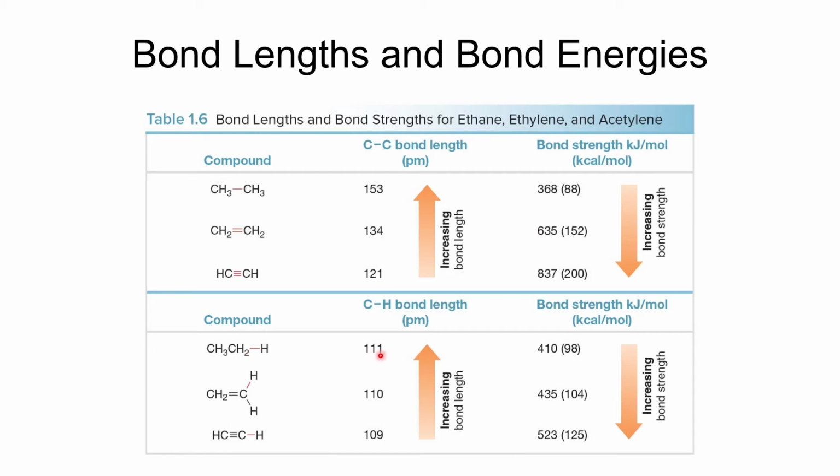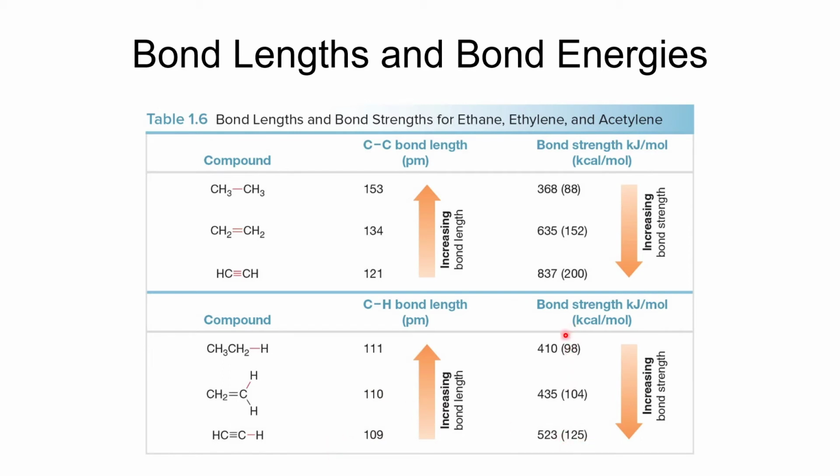Now, for the carbon-hydrogen bonds, you will see that a carbon-hydrogen bond that's sp3 hybridized has a bond length of 111 picometers. For the sp2, it's a little bit shorter, about 1% shorter at 110 picometers, and for sp, about 109. Those are pretty subtle differences in bond lengths, but there is a reason that these are shorter, and I'll show you that reason here in just a moment.